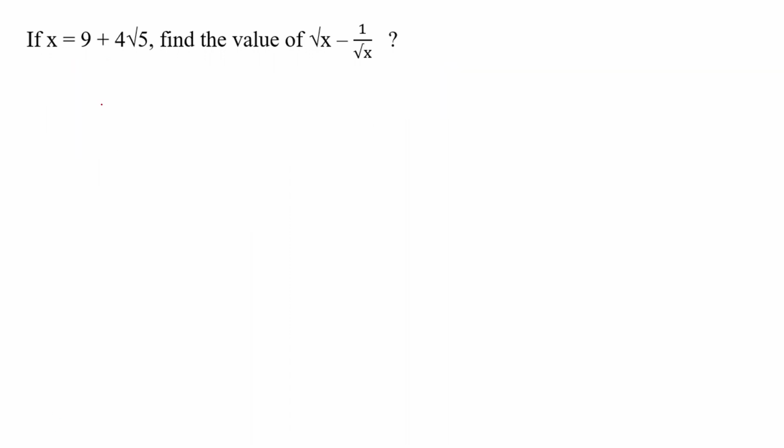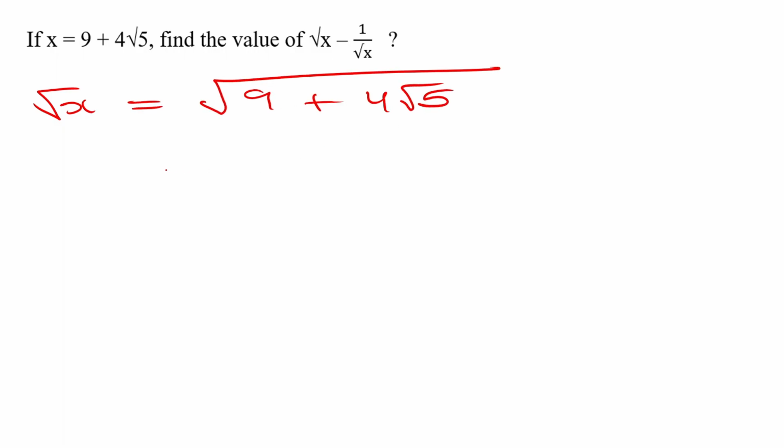Now, let's try to break this down. Root x is equal to the whole root over 9 plus 4 root 5. Okay, now if you observe something, we have a term root 5 that does not seem to be moving. Now if we try to relate this with the identity, see, it's not always that you find it, but most likely, I'm telling you.